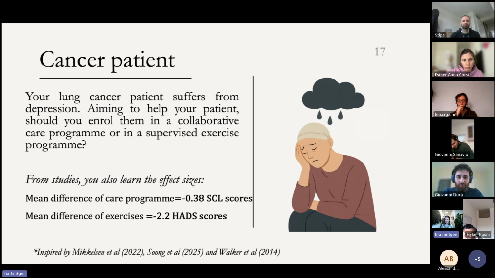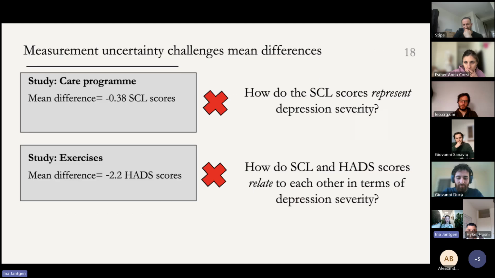You now might be uncertain, how does the mean difference of the care program in terms of checklist scores relate to the mean difference of the exercise program in terms of HADS scores? In particular, does a reduction of 0.38 checklist scores represent a bigger or smaller reduction in depression severity than a reduction of 2.2 HADS scores? Insofar as you are uncertain about the relationship between these mean differences, you are in good company, because that's exactly the kind of uncertainty that would motivate researchers to rely on the standardized mean difference rather than the unstandardized mean differences. So let's unpack this uncertainty a bit more.